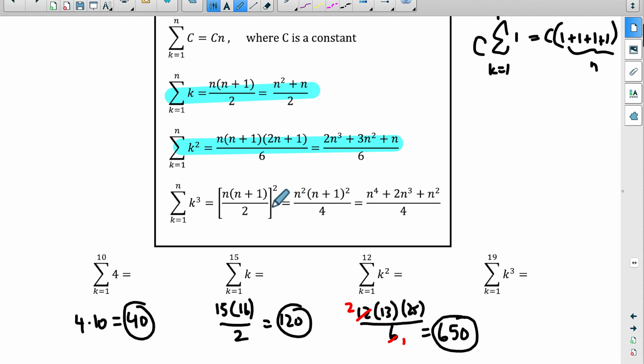All right, finally we're doing the last one down here. So we're going from 1 to 19. My goodness. Again, you can use whichever of these you want. I don't really want to go 19 to the 4th power or even 19 squared, so I think I'll use the first one right here. So I'm going to go 19 times 19 plus 1, which is 20. I'm going to divide that by 2 and then square all that.